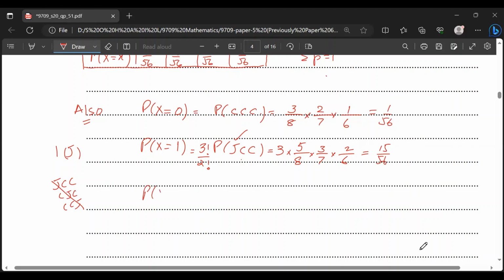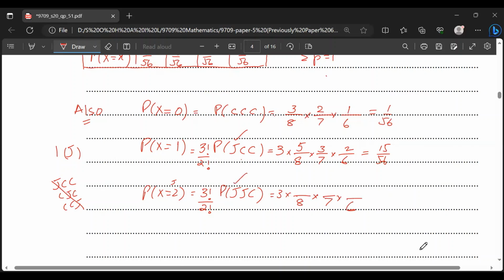So probability of X equals 2 jellies. 2 jellies means probability of J, J, and chocolate. So again, there are three things that can be arranged in 3 ways. So first we are choosing out of 8, then out of 7, then out of 6.